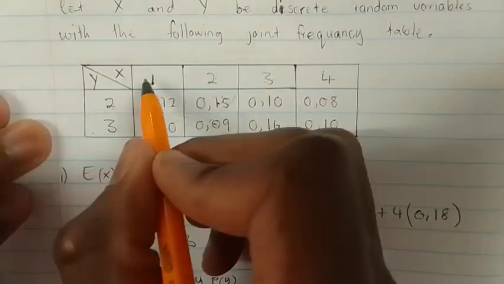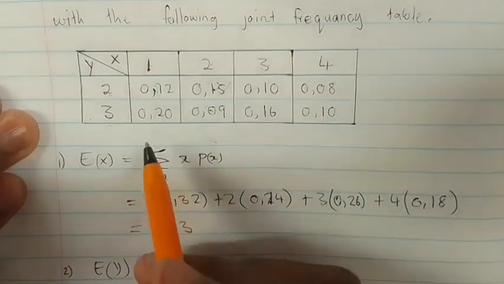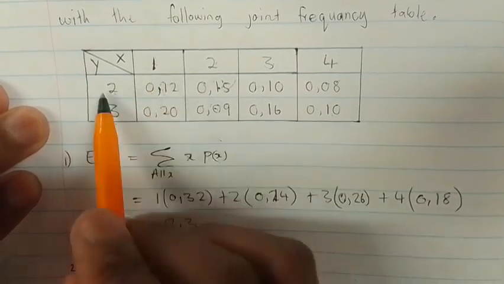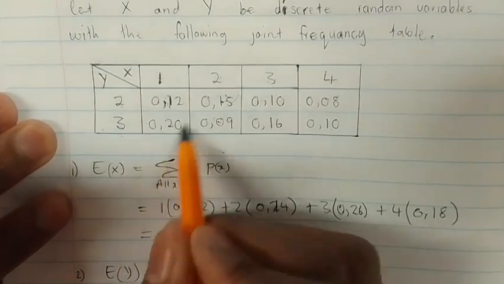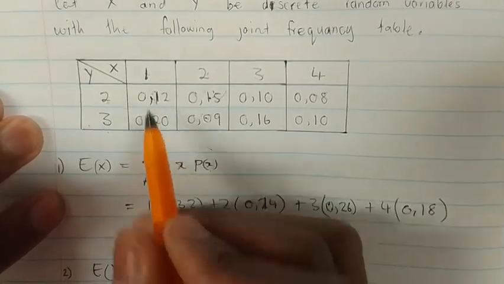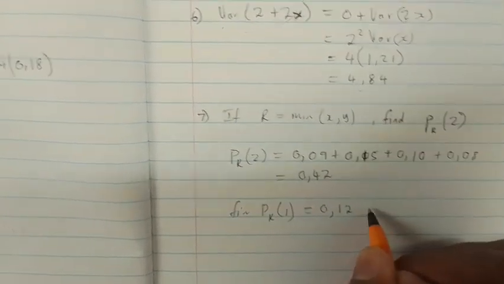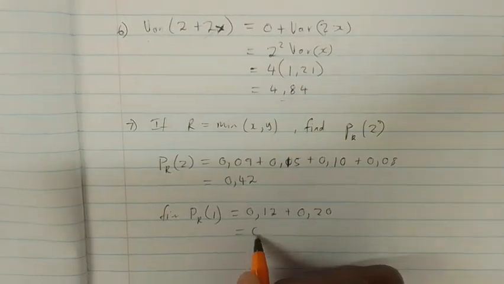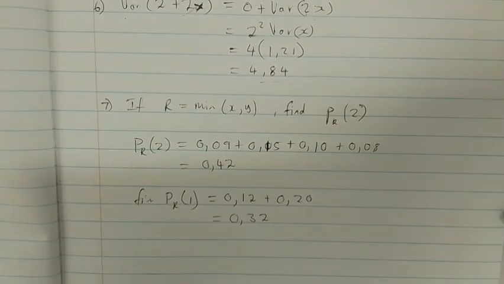Let's focus on this value of 1 here. It will be the value that will give us where the minimum will be 1. Let's check there. For this one I just explained, we have 2 and 1 for this probability, that is 0.12. Here we have 3 and 1 for this probability, and 1 is the smallest there, and 1 is the minimum. So the probability where the minimum is 1 is 0.12 plus 0.20. This will give you 0.32. And that should be your answer for this.